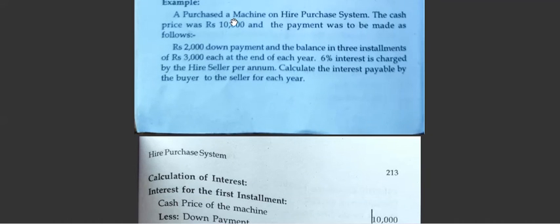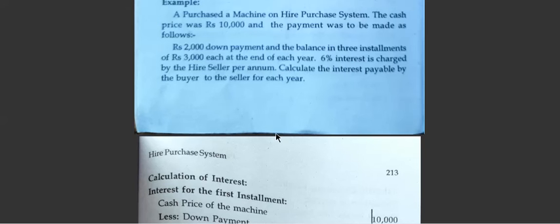A purchased a machine on hire purchase system. The cash price was rupees 10,000 and the payment was to be made as follows: rupees 2,000 down payment and the balance in 3 installments, each at the end of each year. 6% interest is charged by the hire seller per annum. Calculate the interest payable by the buyer to the seller each year.